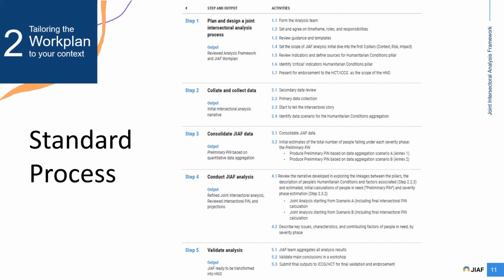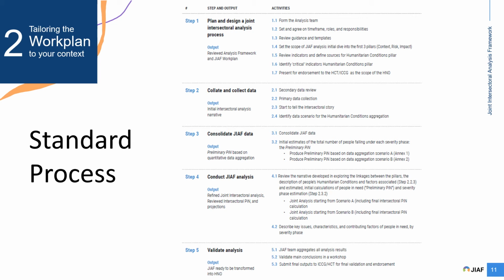The first one is to plan and design a joint intersectoral analysis process. So it's some of those elements we looked at in the previous steps: to form an analysis team, fit that within the existing coordination structures, set and agree on a time frame, on roles and responsibilities, etc. Step 2 is the collation and collection of the data, and the output of that is an initial intersectoral analysis narrative.